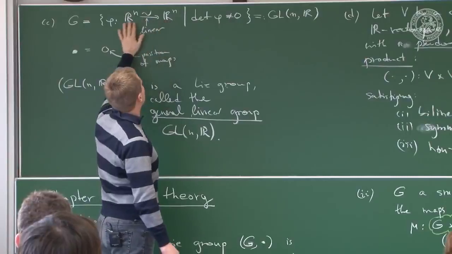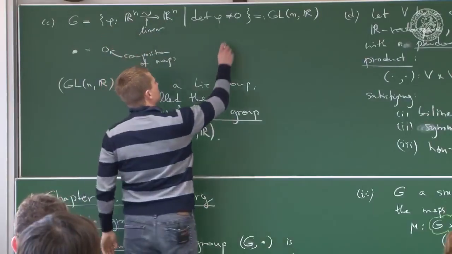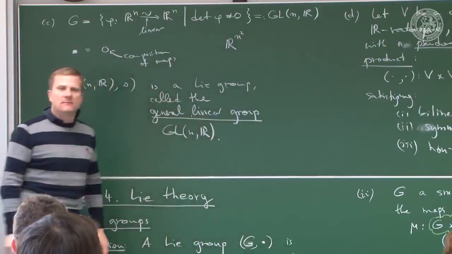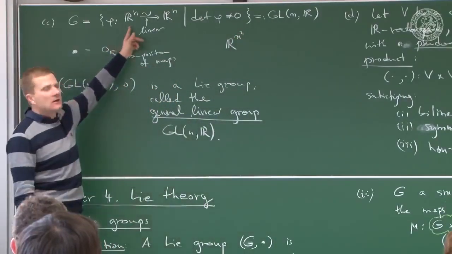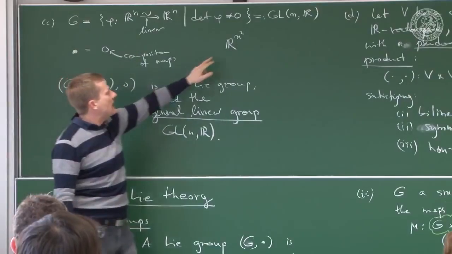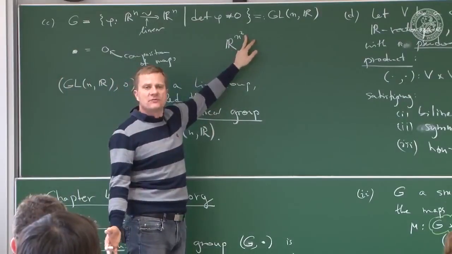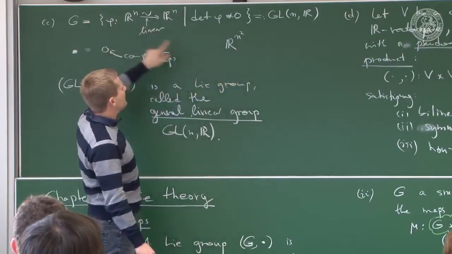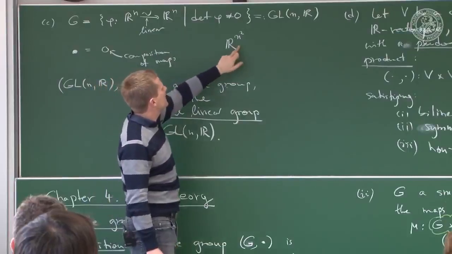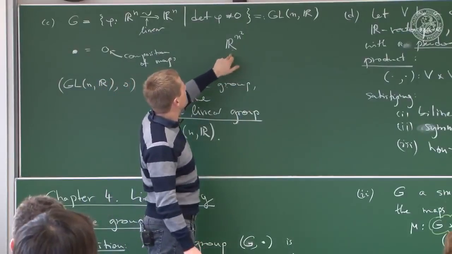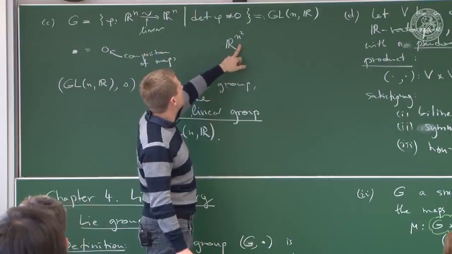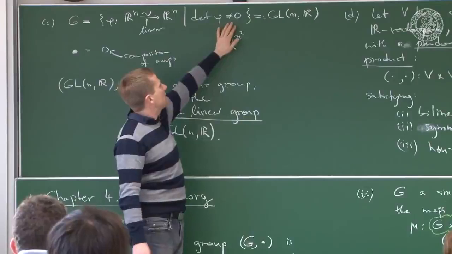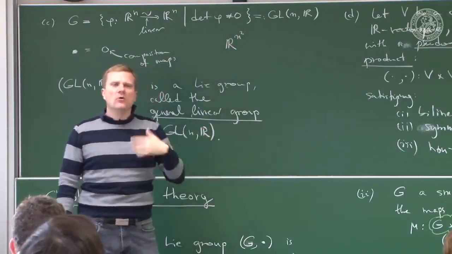These maps can, of course, be represented by n squared many numbers, namely the components of such a map. So R to the n squared is a smooth manifold. We now know how to make this into a smooth manifold. Now, this G isn't this, but it's this without all those n by n matrices where the determinant is 0. But the determinant being non-zero is a so-called open condition.